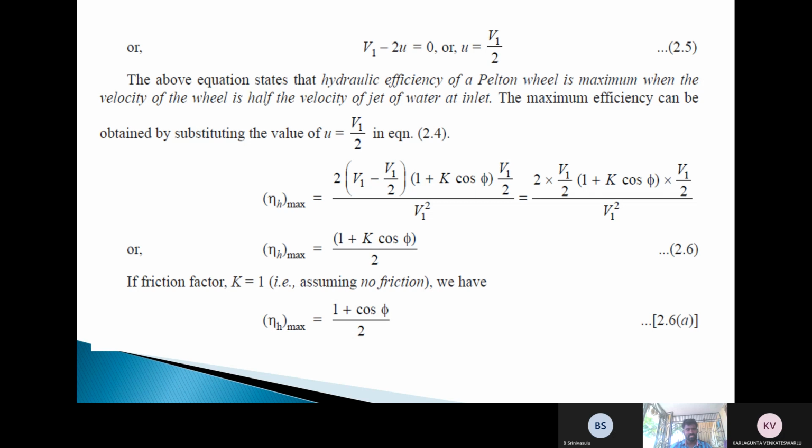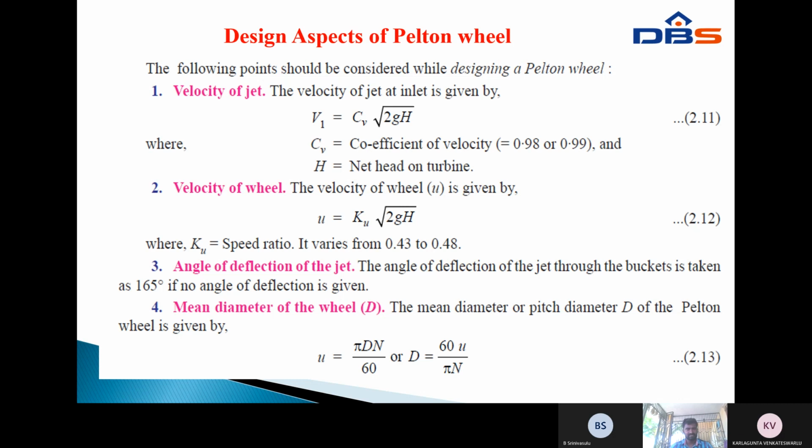Next, the maximum efficiency is equal to (1 plus K cos phi) by 2. Therefore, for K equal to 1, with no friction factor, it is equal to (1 plus cos phi) by 2. Okay, next, design aspects of the Pelton wheel turbine.